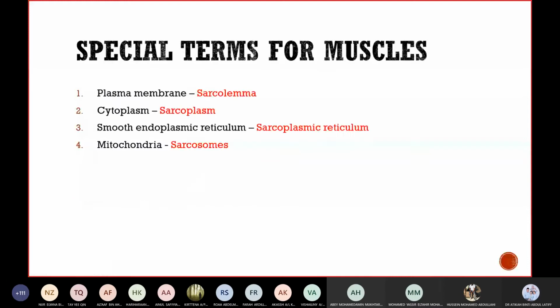Okay, for muscles, if you go to the cell level, as I mentioned, the muscle cells are called muscle fibers. And they have special terms for their different parts as well. So the plasma membrane is called sarcolemma, the cytoplasm is called sarcoplasm, the smooth endoplasmic reticulum is called sarcoplasmic reticulum, and the mitochondria are called sarcosomes.